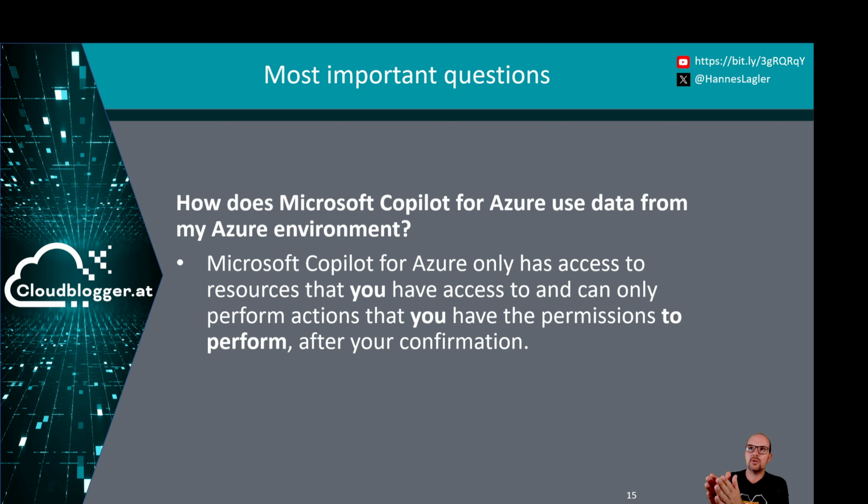If you have a user account with read-only permission on a subscription, what you cannot do is execute a task to change the storage account, for example, from a hot to a cool storage account. You cannot do this because you have read-only permission. You cannot execute the action because you don't have the permission. And the other thing is, before Azure Copilot executes the task, you have to confirm it. So Azure Copilot does not change anything unless you confirm it.